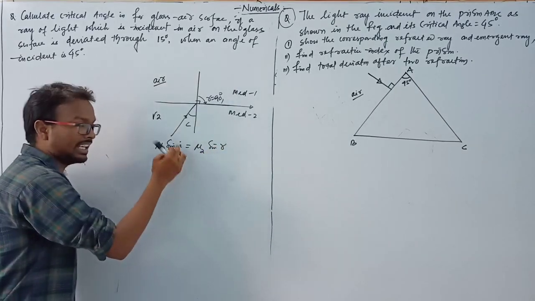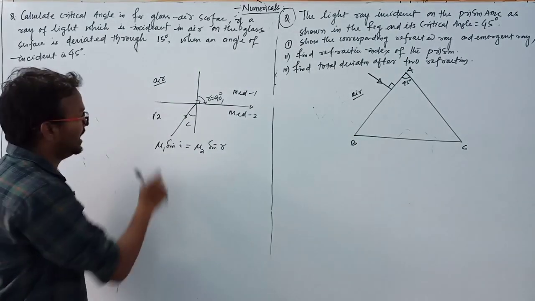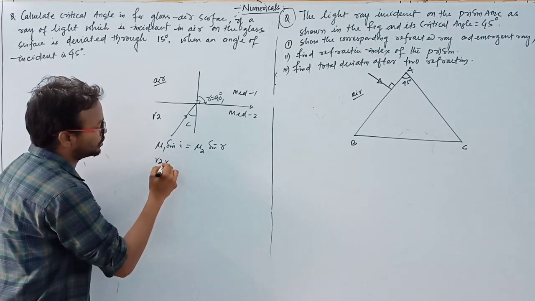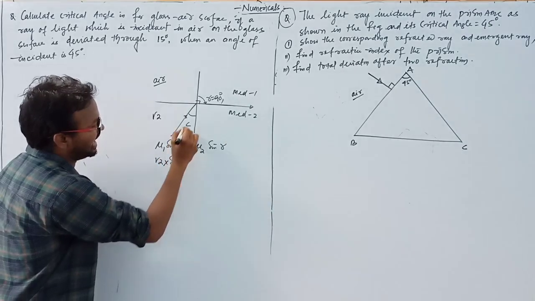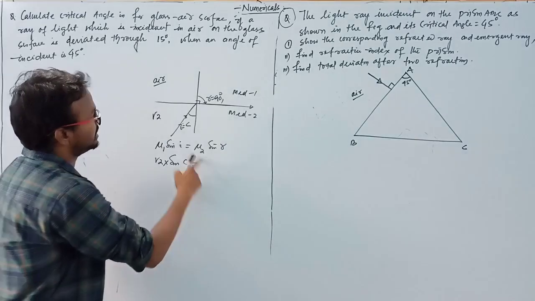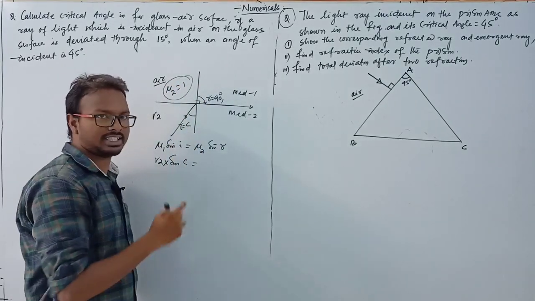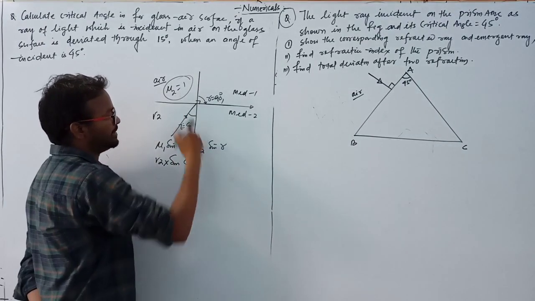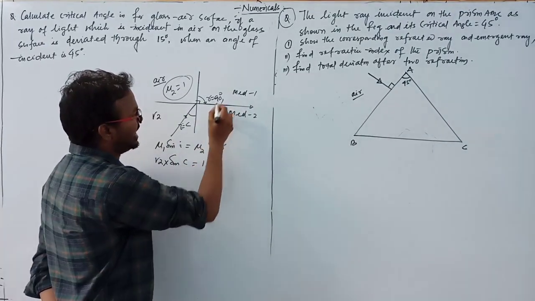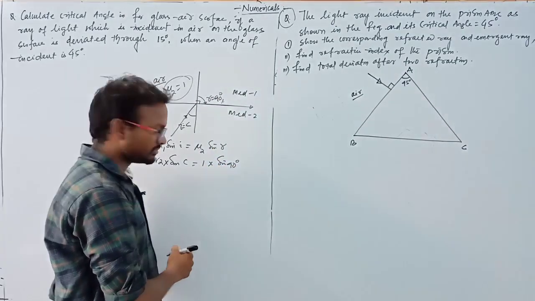What is mu1 sin I? Incident ray is traveling in which medium? Refracted ray is traveling in which medium? And this is the incident ray. So here the refractive index mu2 is √2, into sine I, which is equal to C. Critical angle sin C equals mu2, that is, the refracted ray is traveling in the air medium, whose refractive index is 1. So 1 into sine R, and the angle of refraction is 90 degrees. So you can write here sin 90.